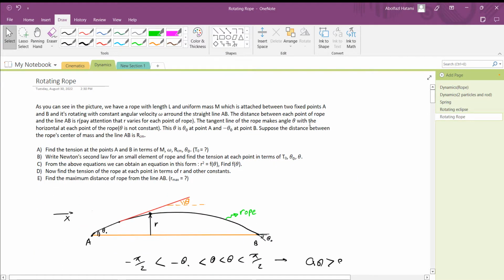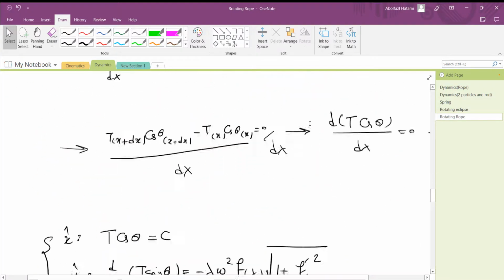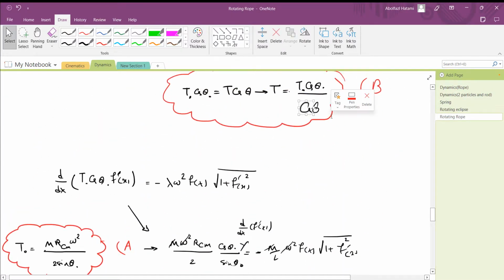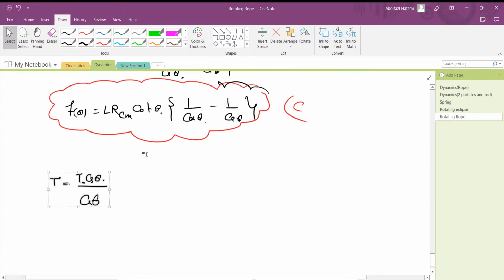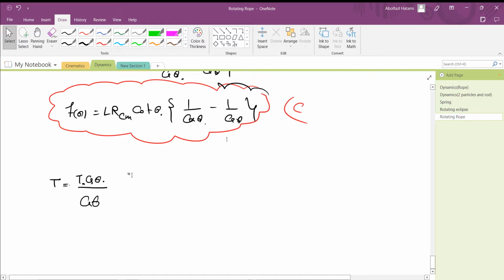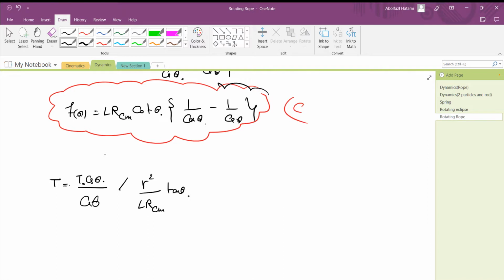It means that we should find cosine of theta. If we find cosine of theta in terms of R here, we can obtain what T is. Let me copy this and paste it here. We found that T is something like this, and also from part C we understood that R squared divided by LRCM tangent theta 0 plus 1 over cosine of theta 0 is just 1 over cosine of theta.